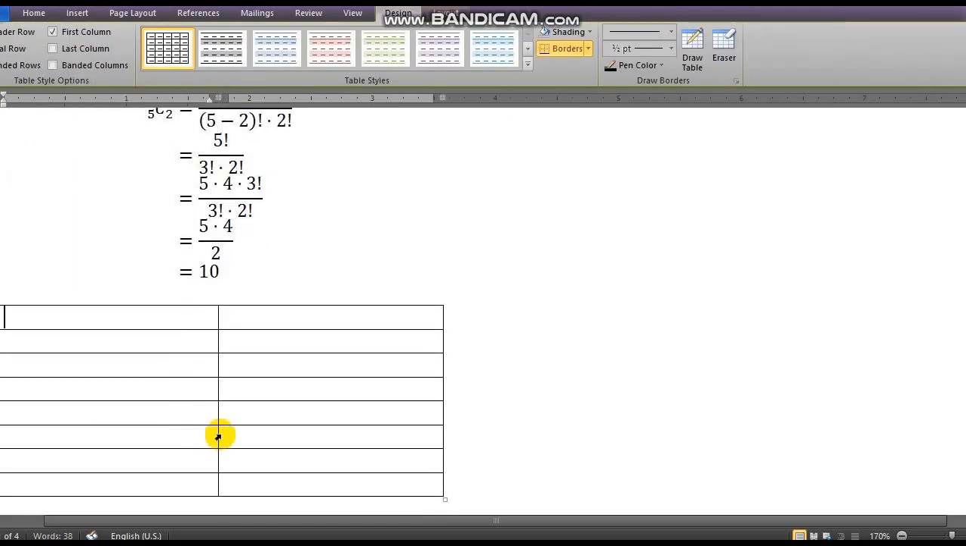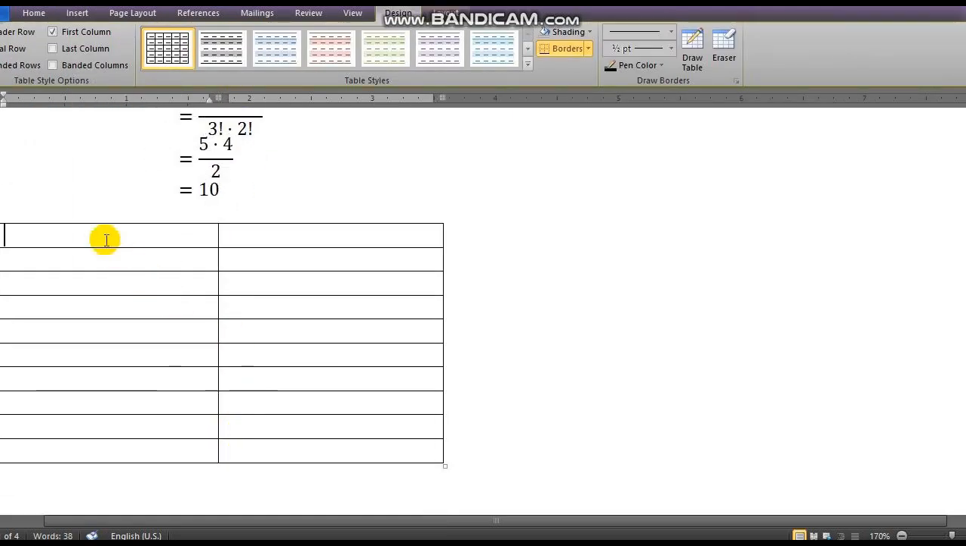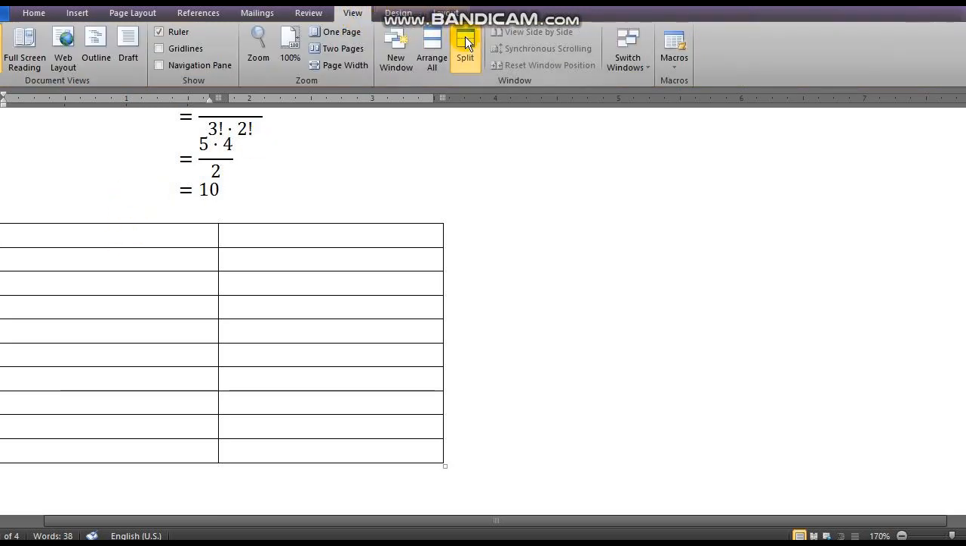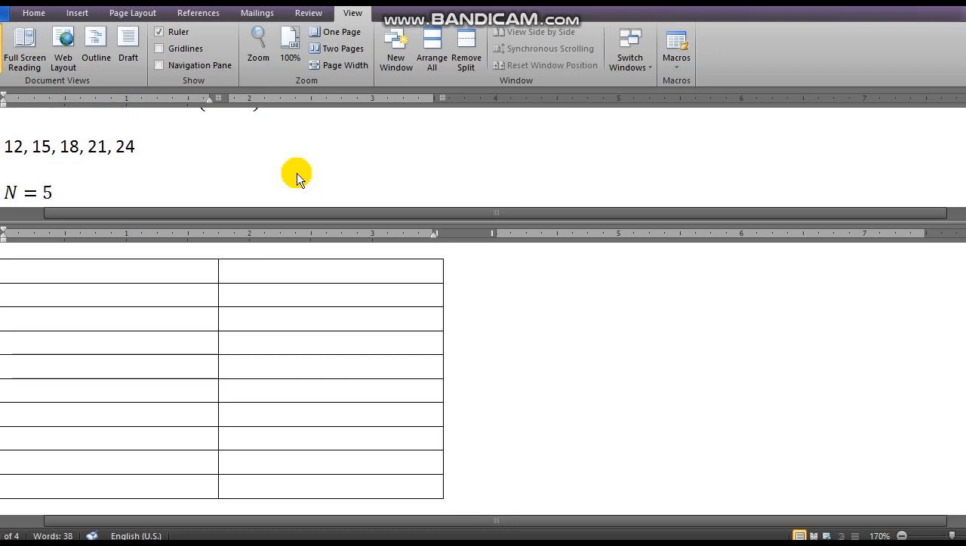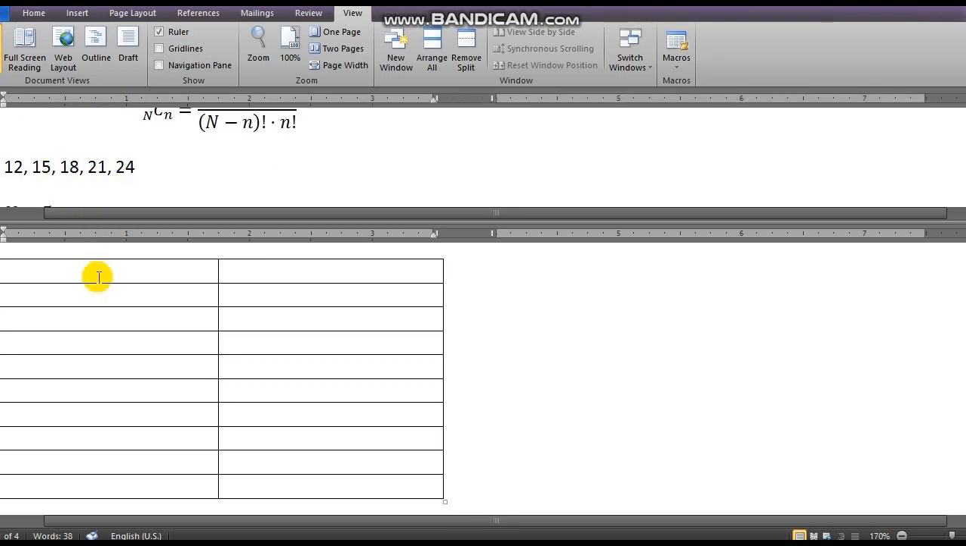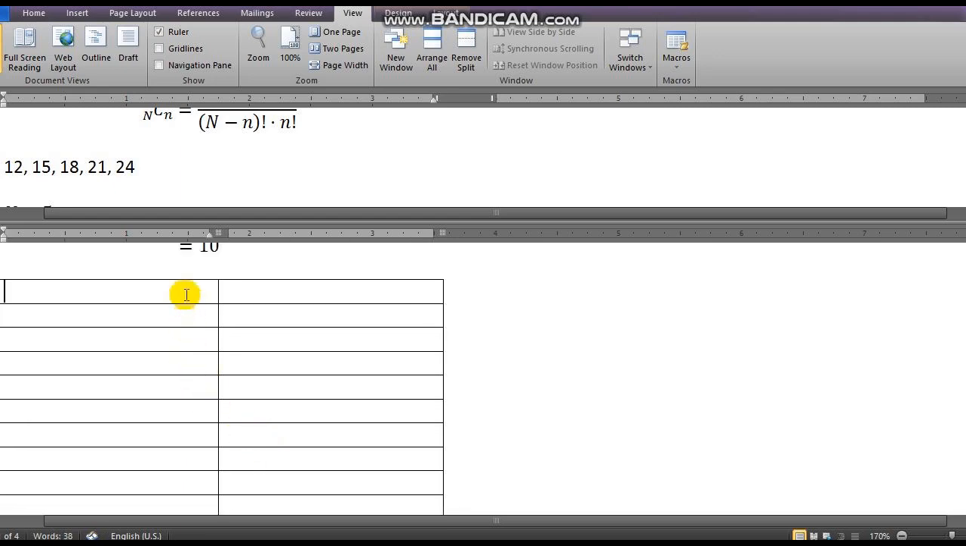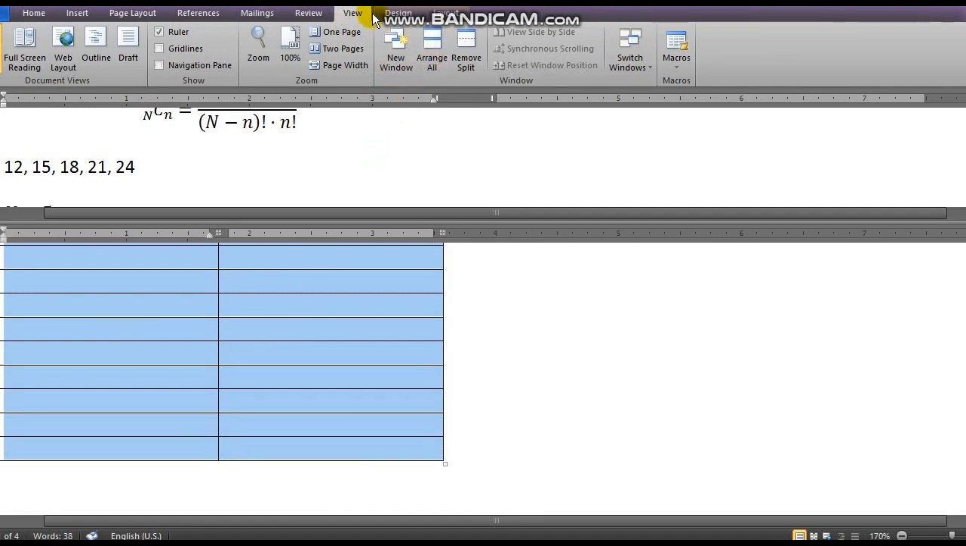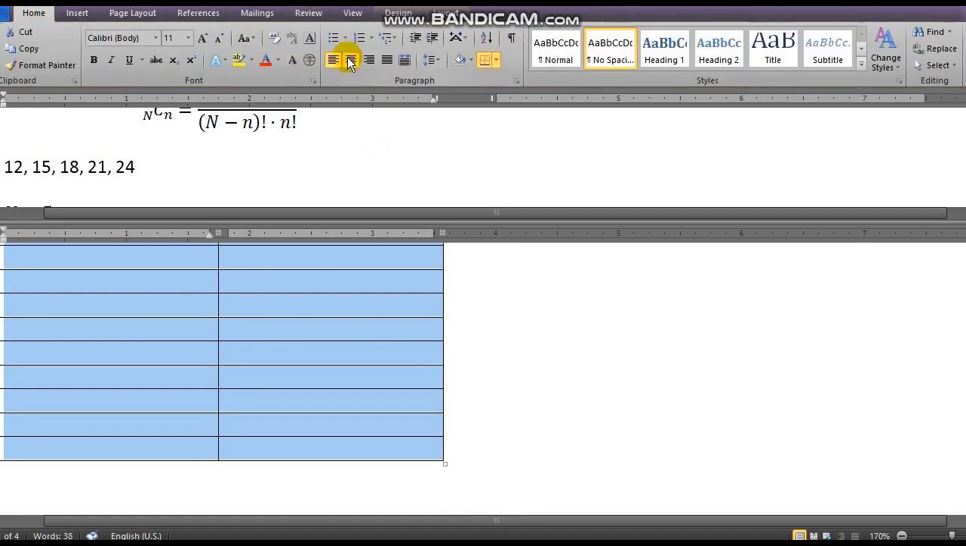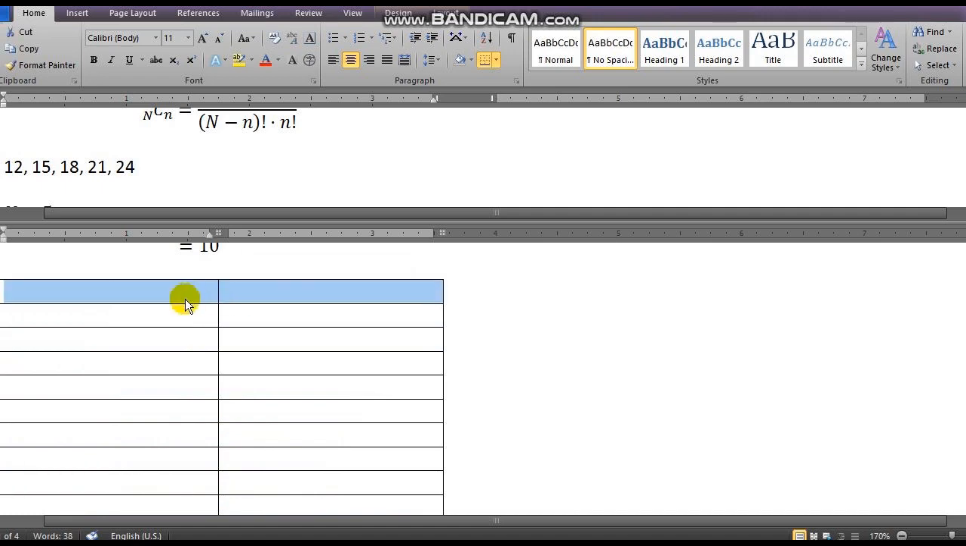So let's make a table. We're going to do two things here. First, we're going to draw samples from this population. So let's look at the population right here. It's this one: 12, 15, 18, 21, 24. And on this one, we're going to get the sample means. Let me center all of this first. Right here, first we'd like to get the sample and the sample means.